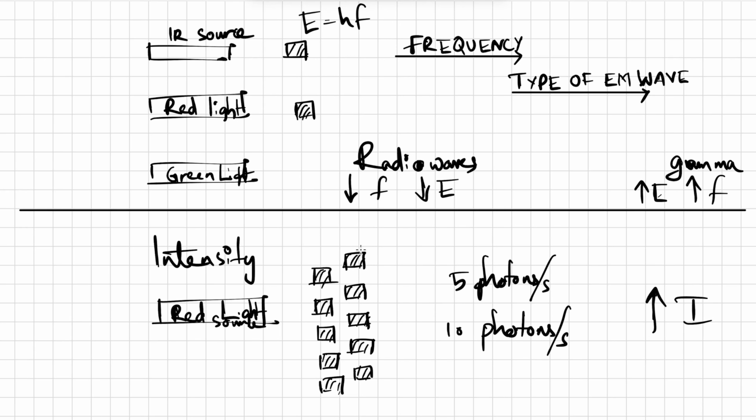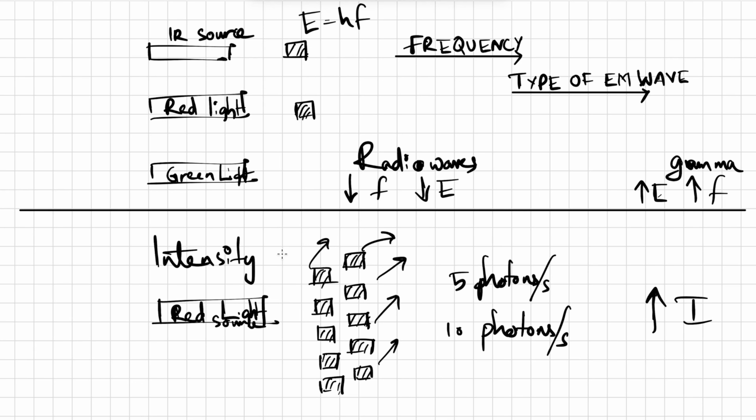In this case, you are not changing the energy of a photon. All these photons will have the same energy, right? You're not changing the energy of the photon, you're just increasing the number of photons. But by changing the frequency, you are not changing the number of photons, but you are changing the energy of a photon. So that's the difference between frequency and intensity.